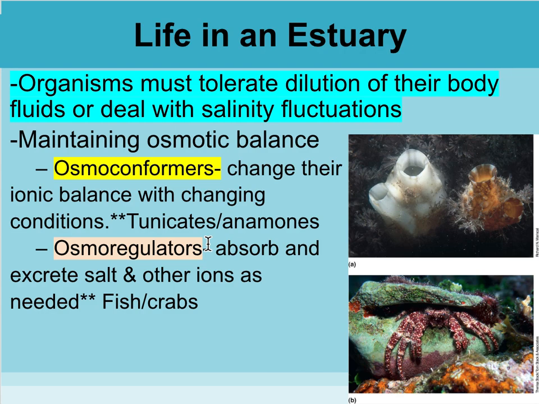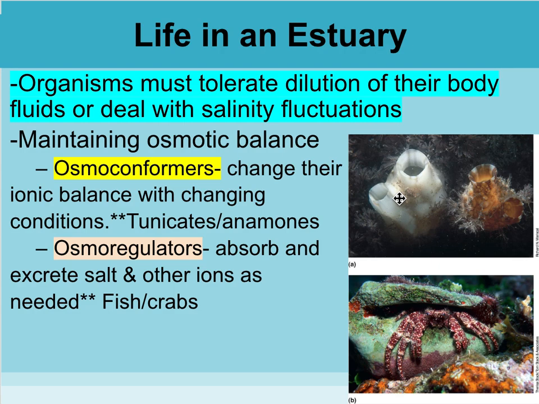Organisms have to be able to tolerate a lot of cold water, warm water, fresh water, salt water in changing conditions like we've seen in other places. And so organisms that can just match their environment are called osmoconformers. So think of tunicates, like in this picture, or anemones. They don't have a way to get rid of extra salt or take in extra salt if they need it. They just have to match their environment. And so they're called osmoconformers.